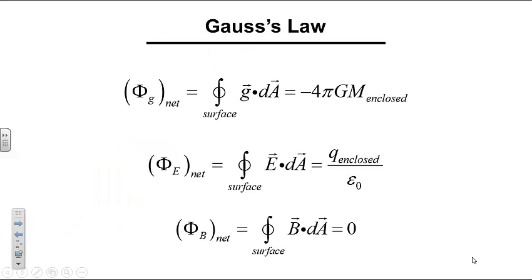Gauss's law for gravity relates the net gravitational flux through a closed surface to the net mass enclosed by that surface. Gauss's law for electricity relates the net electric flux through a closed surface to the net electric charge enclosed by that surface. Gauss's law for magnetism states that the net magnetic flux passing through any closed surface is zero.